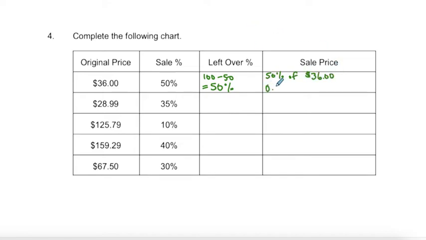So our sale price, we need to find 50% of $36, or 0.5 times 36, and that gives me an answer of $18.